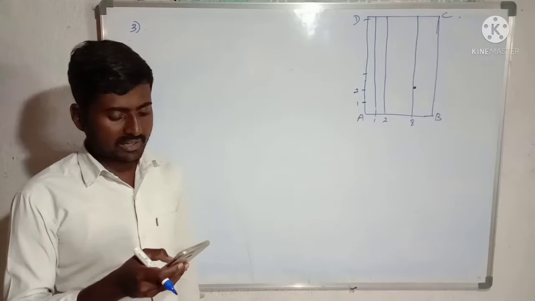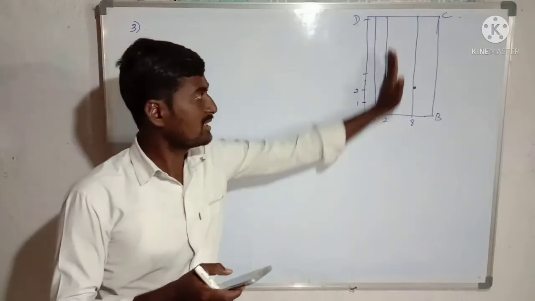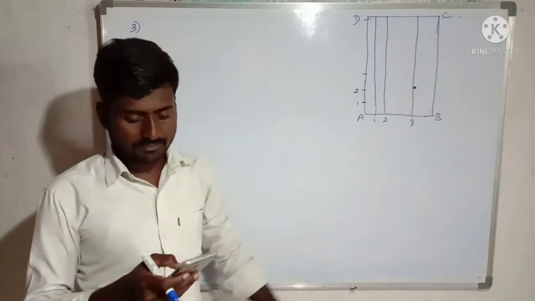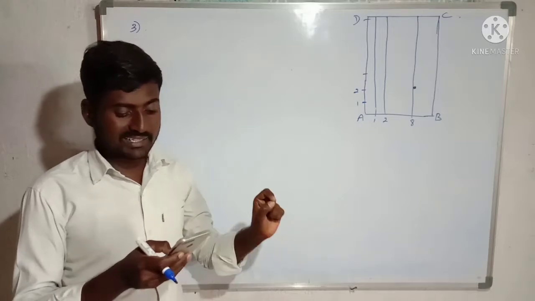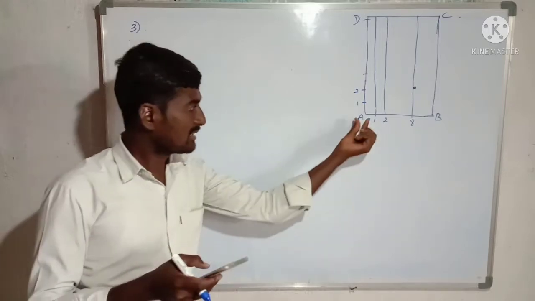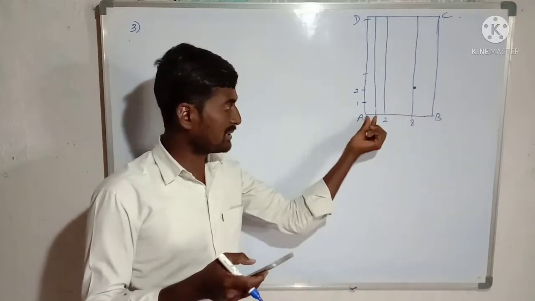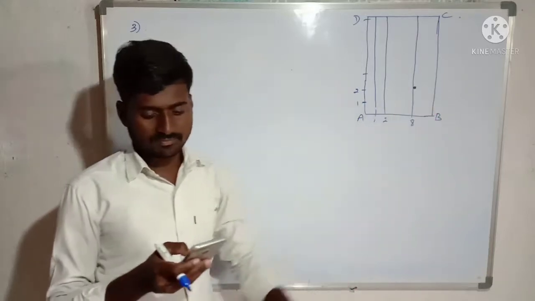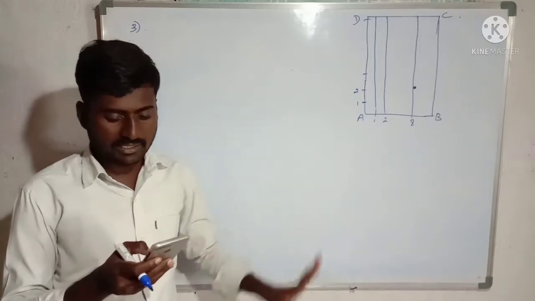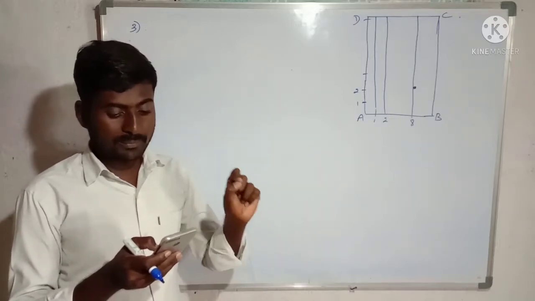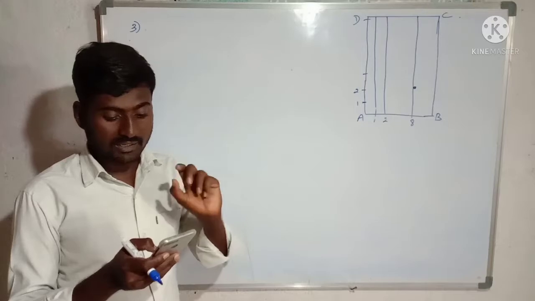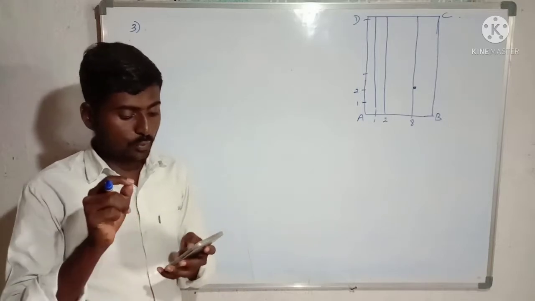Lines have been drawn with chalk powder. These are the lines drawn with chalk powder at a distance of 1 meter each. The distance is how much? 1 meter, like this. So from here to here 1 meter, next 1 meter, next 1 meter. Each distance is 1 meter.